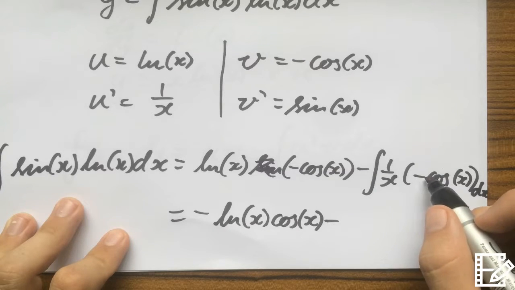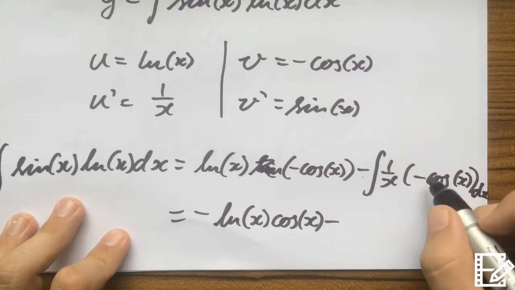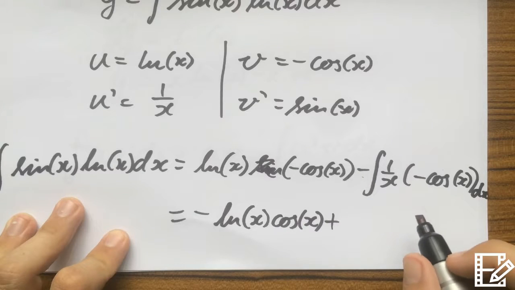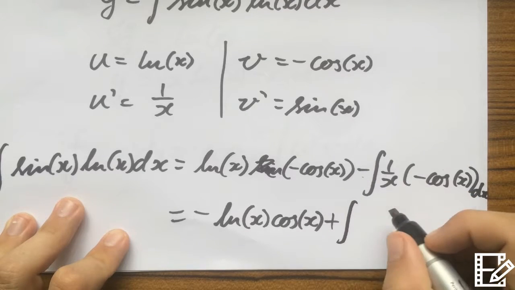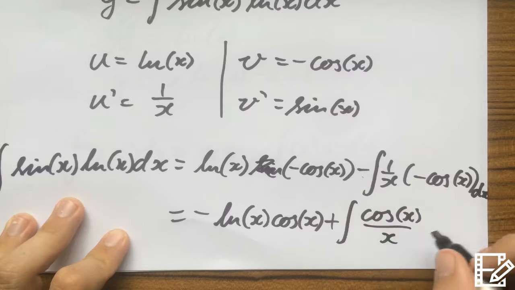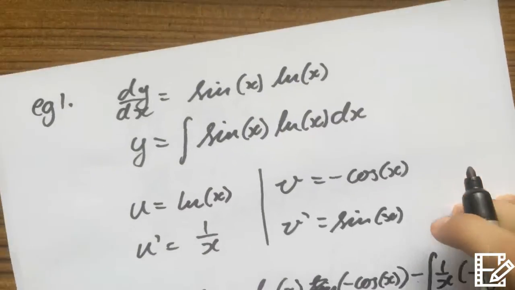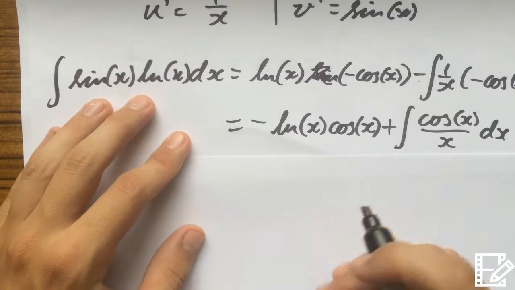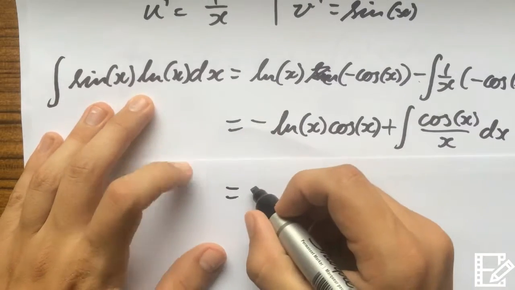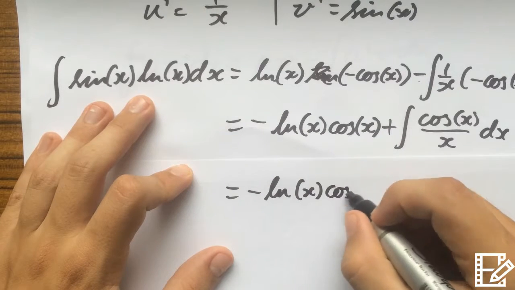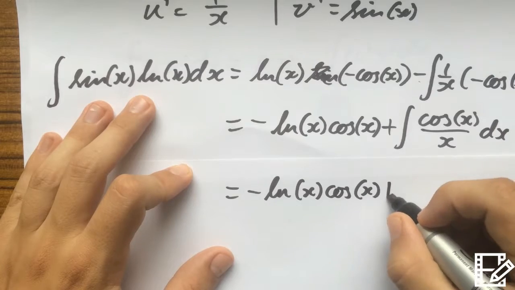Multiplication by constants means we can bring it in front of this integrand. So if we bring the negative out and multiply it onto the negative, we'll end up with a positive. Then we're just left with the integral of cos x on x dx. Okay? Hope that wasn't too much of a mouthful, but nonetheless. Okay, so that equals negative ln x multiplied by cos x plus.